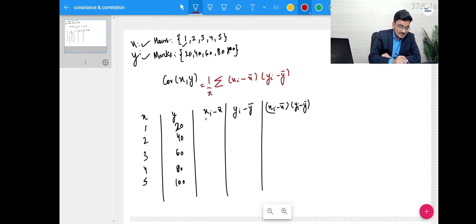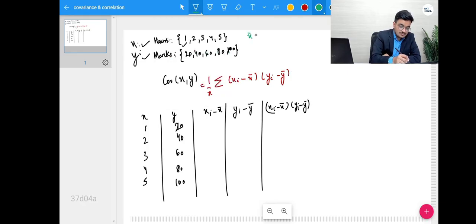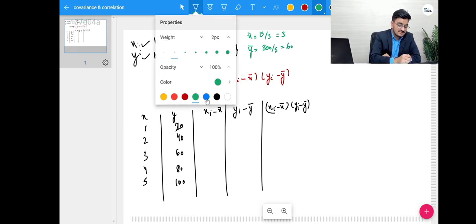Now let's calculate Xi minus X bar. So we'll require the mean value, right, to calculate this. So let's calculate the mean values for both the data sets. What will be our X bar? X bar will be the sum of all these numbers, which are 1 plus 2 plus 3 plus 4 plus 5, which will give us 15 divided by 5. We have 5 observations, right? So we'll get 3. Similarly, we can find Y bar as well. So Y bar will be the sum of all these, which will give us 300 divided by 5, which will be 60, right? So we got the mean value for both the data sets.